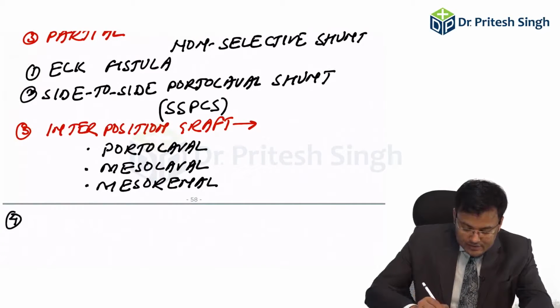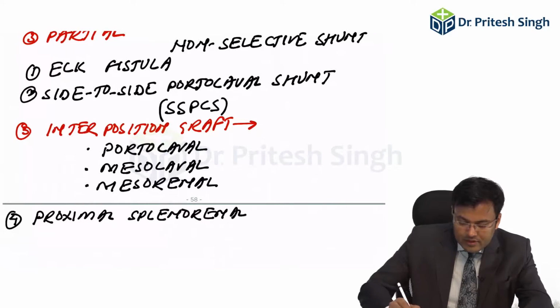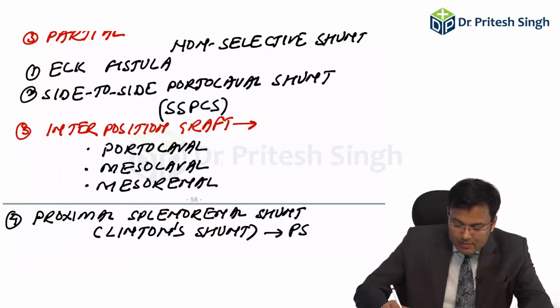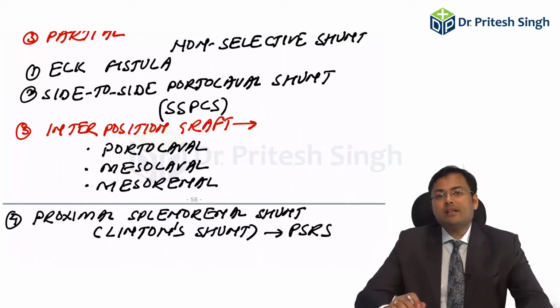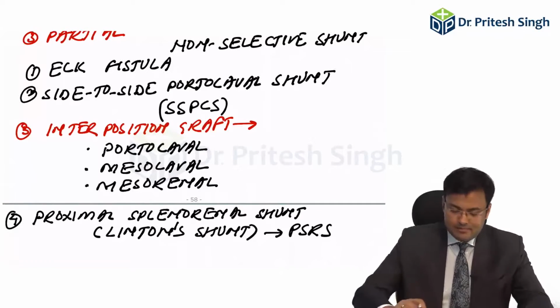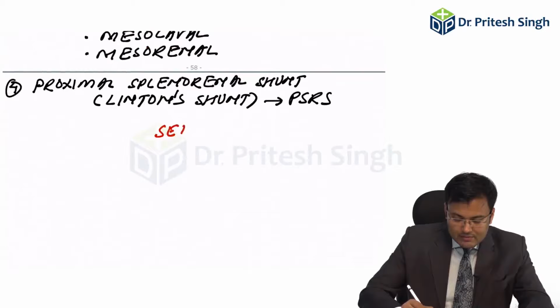After that, fourth is proximal splenorenal shunt. Proximal splenorenal shunt. It is also known as Linton's shunt. In short, it is known as PSRS. So these are the types of non-selective shunts. After that, selective shunts. So have a look at selective shunts.